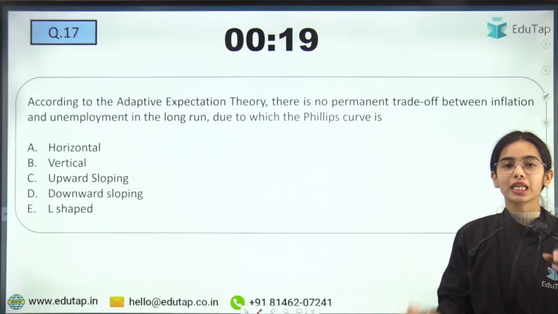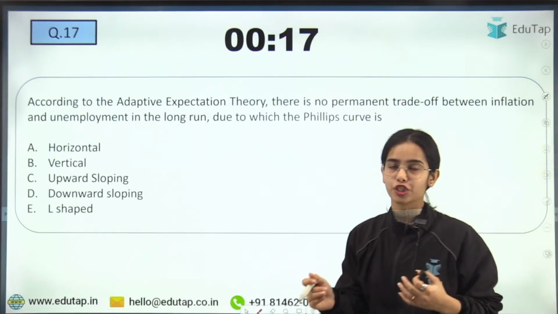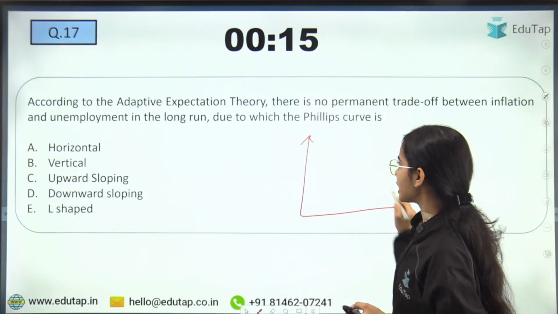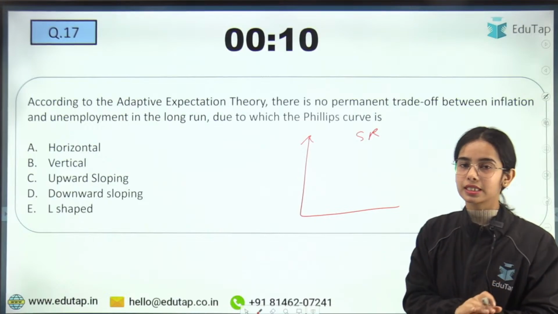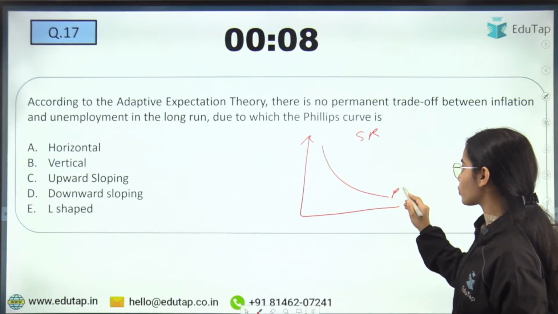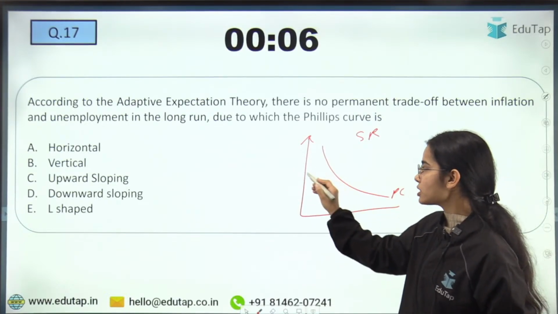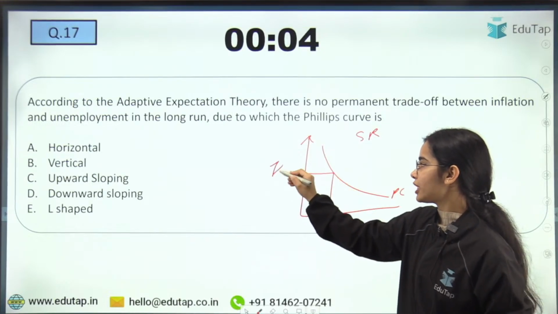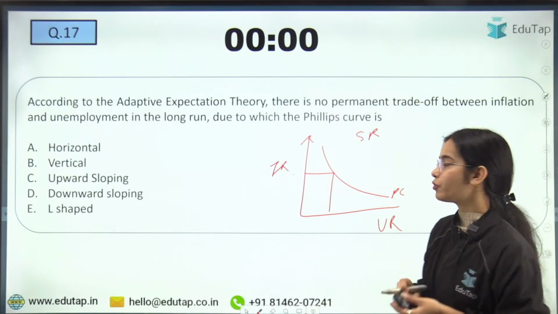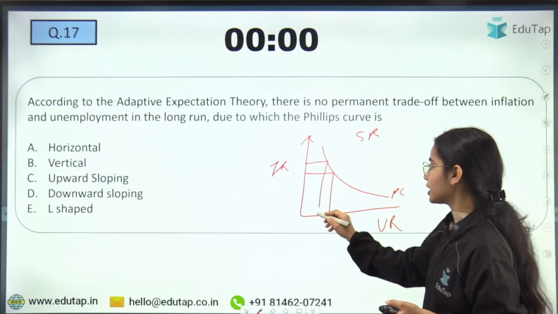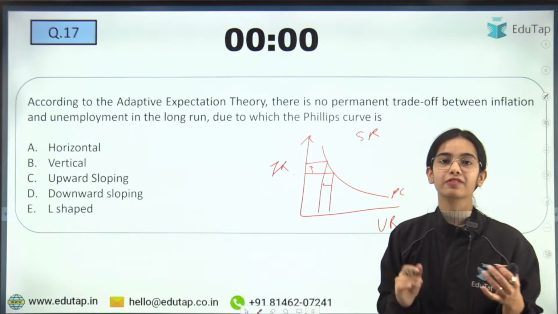Coming to the next question, as per the adaptive expectation theory. In the short run, it is considered that the Phillips curve is downward sloping, showing the inverse relationship between the inflation rate and the unemployment rate. That means if the inflation rate is increasing, the unemployment rate is decreasing, and vice versa.